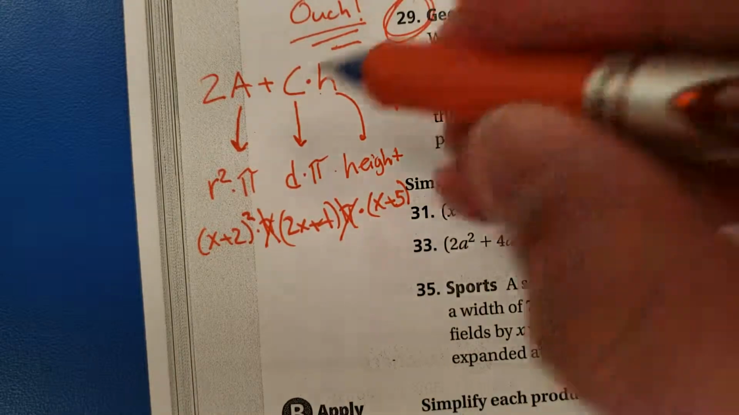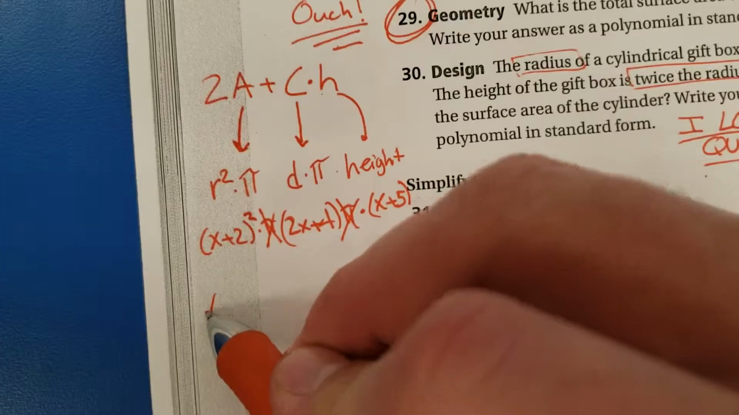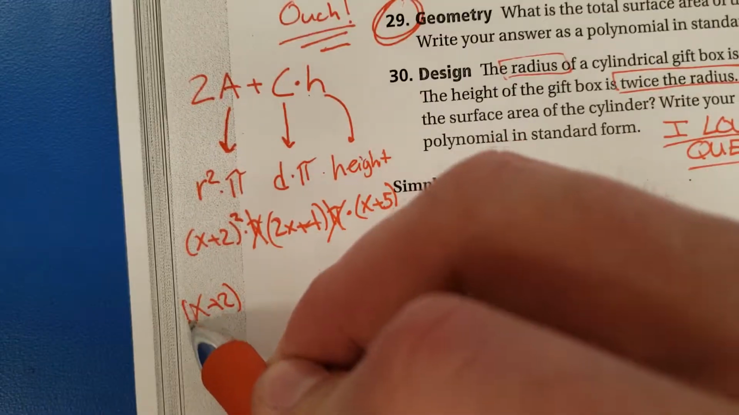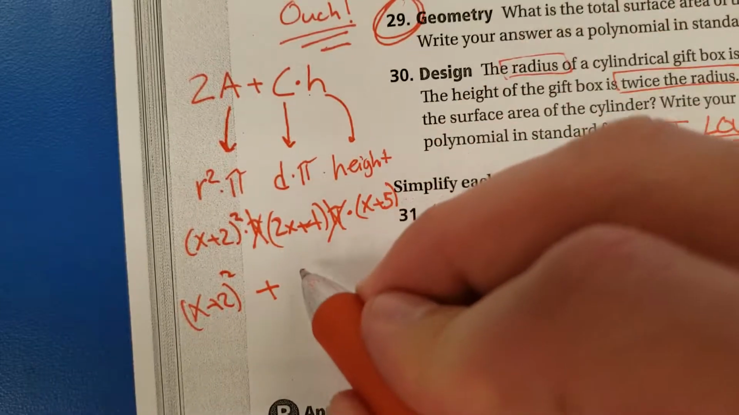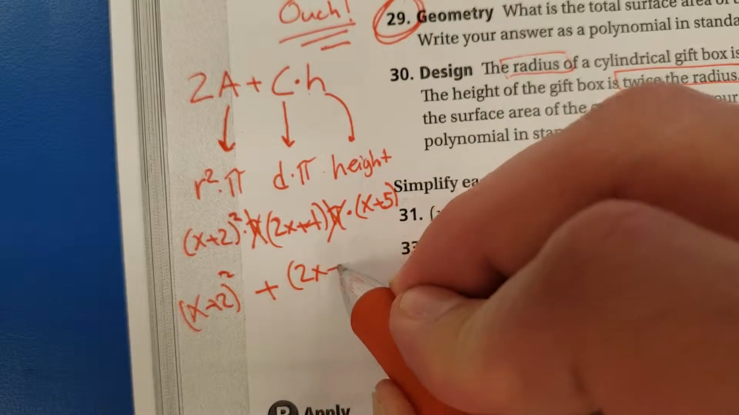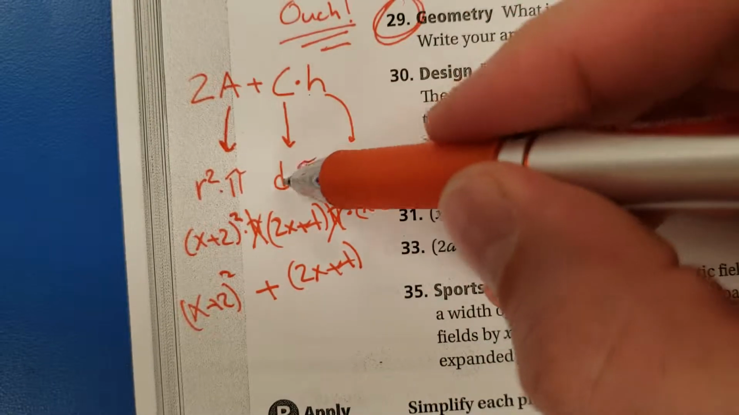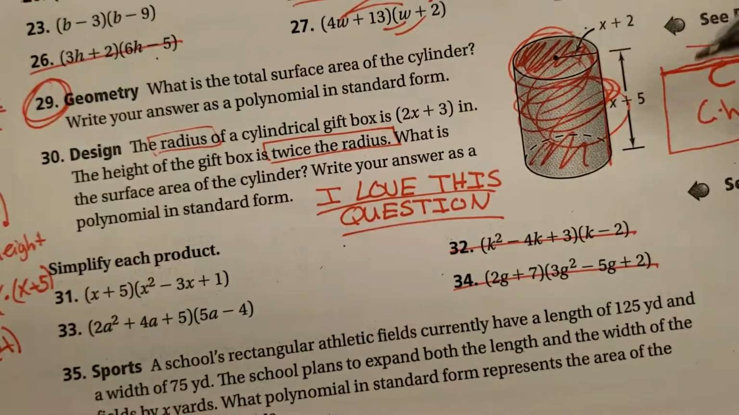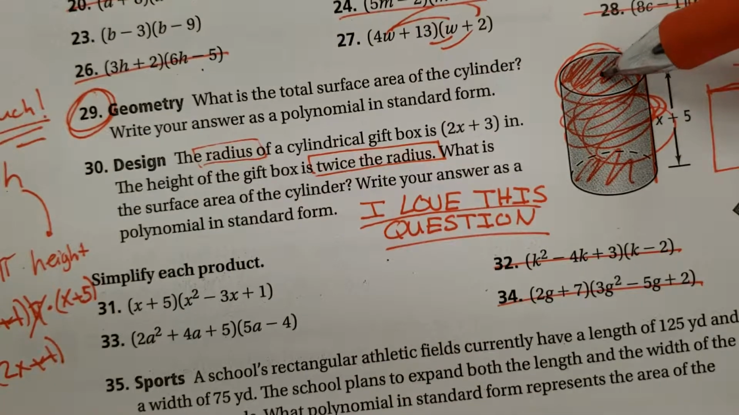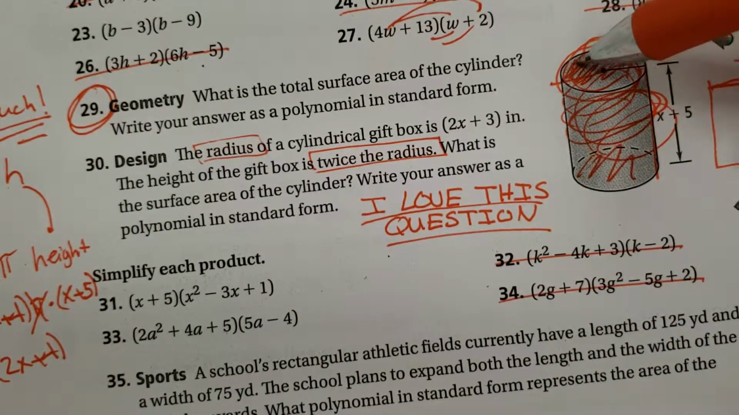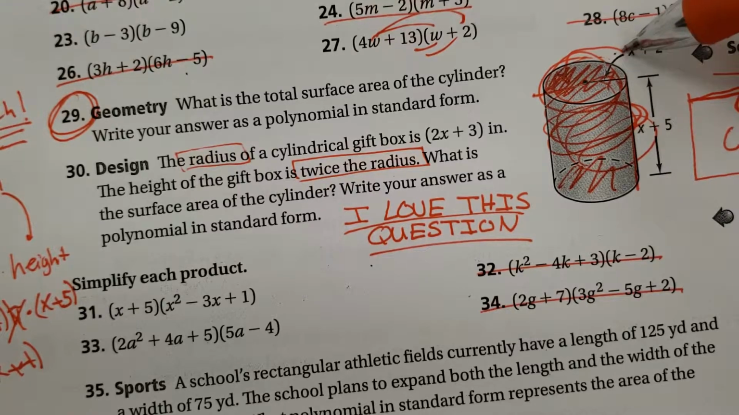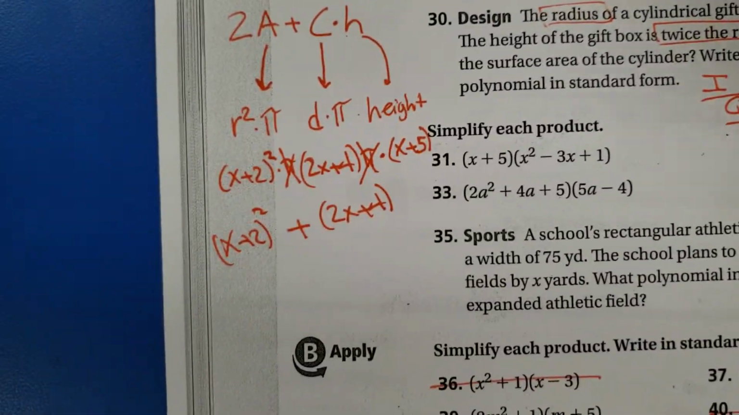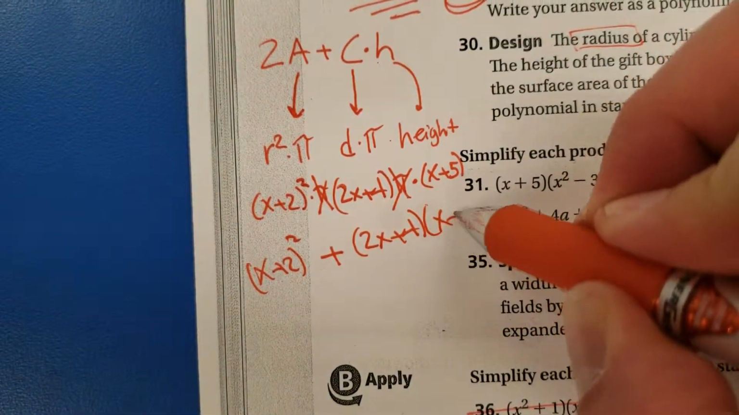So here's what you're going to do. You're going to go x plus 2 squared, and then add 2x plus 4. Again, where does that come from? The diameter is 2 radiuses. If you had x plus 2 on this side, that means you'd have x plus 2 on that side. So you have 2 x's and 2 2's, which is 4, times x plus 5.